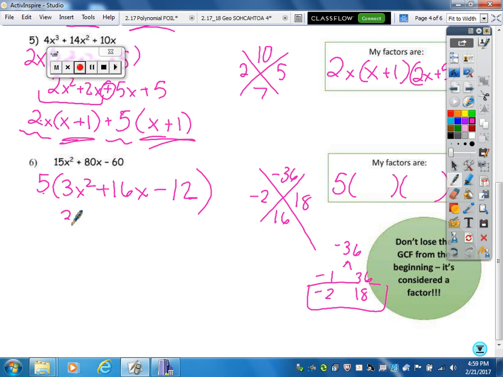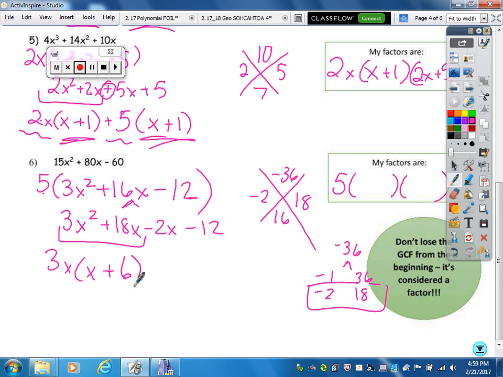It makes sense to put the 18 near the 3. Because they're both divisible by 3, and the 2 next to the 12 because they're both divisible by 2. So that's what I'm going to do. Splitting my 16x into 18x and negative 2x minus the 12. So these have a 3x in common with an x plus 6 left over. These, don't forget to pull out that negative right there. They have a 2 in common, which gives us an x plus a 6, because negative 12 divided by negative 2 is positive 6. So our first factor is that thing that's repeating, x plus 6.